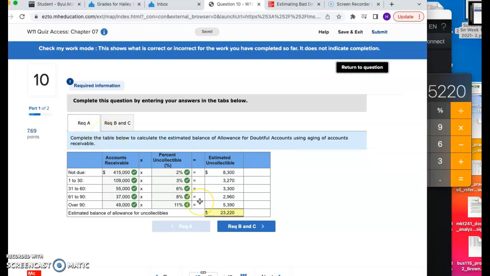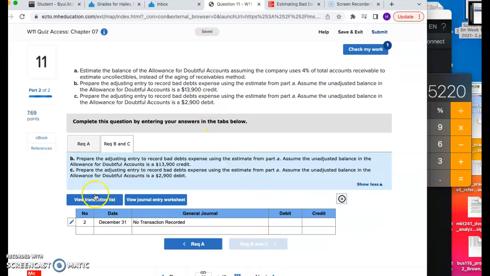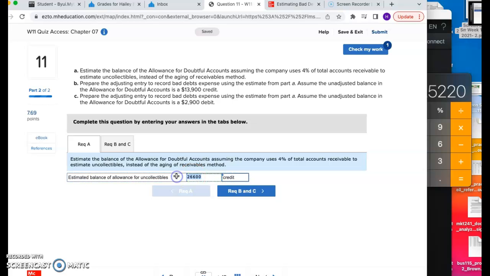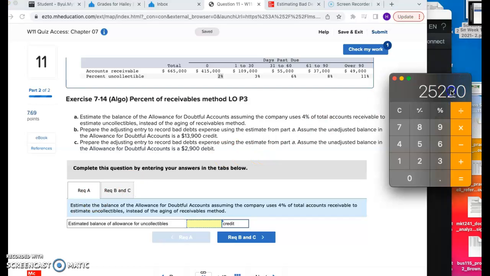And then the second part is number 11. So let's go ahead. Okay, I'll tell you how I got that number. So basically, it says estimate the balance for doubtful accounts assuming that the company uses a 4% of total accounts receivable to estimate uncollectibles.